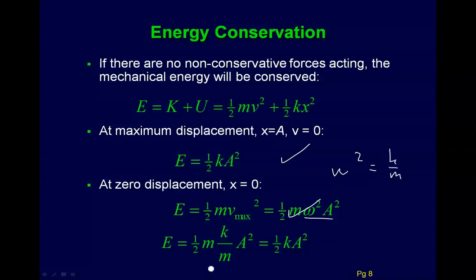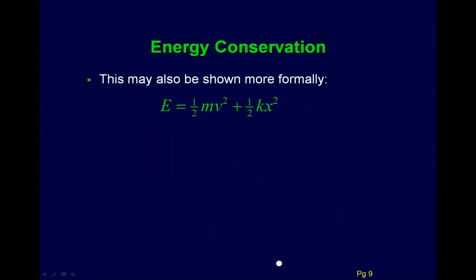If I plug that in over here for omega squared, the masses cancel, and you get the same value. So the energy is in fact the same at the maximum displacement and at zero displacement. And in fact, you can solve this more formally.